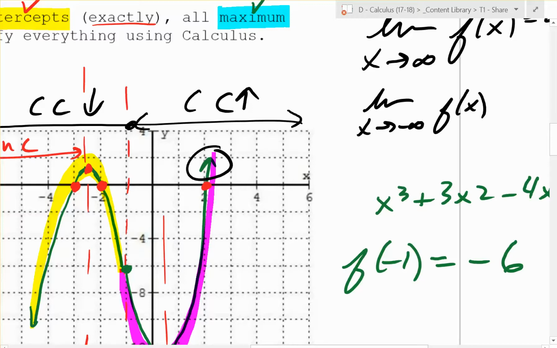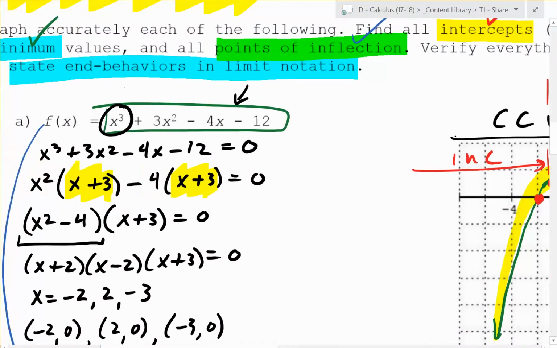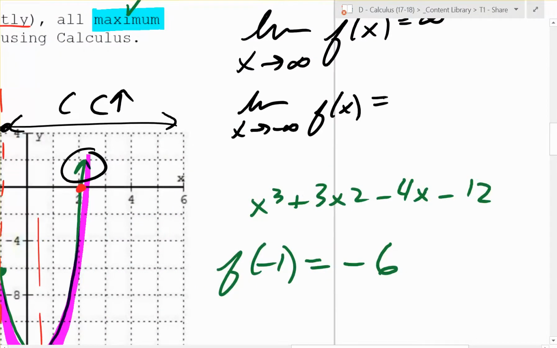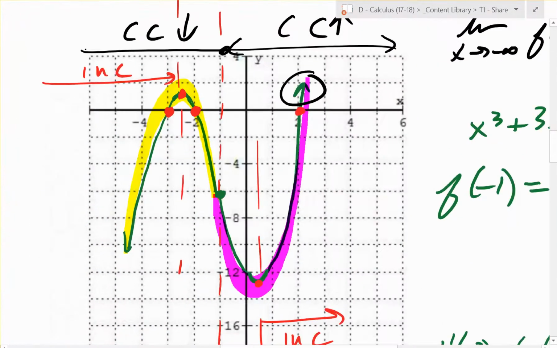What about the limit as x goes to negative infinity of f of x? Well, it's the same f of x, and so x cubed is the only one that's going to matter. But when you cube a negative, the whole thing will be negative. So this goes to negative infinity. So is this going up? It is, and then as x goes to negative infinity, this goes down. So the end behaviors match.